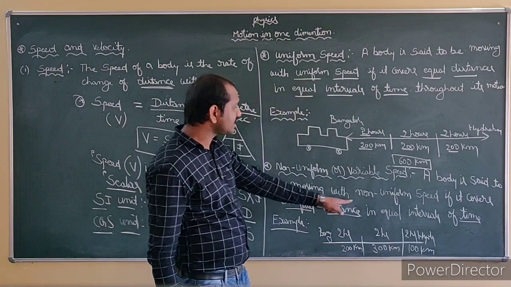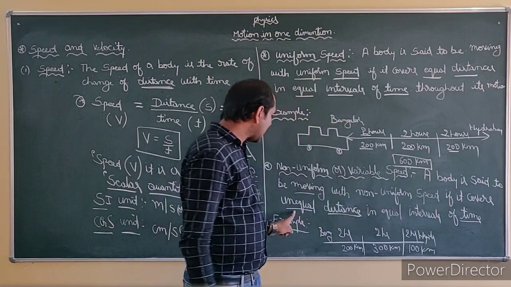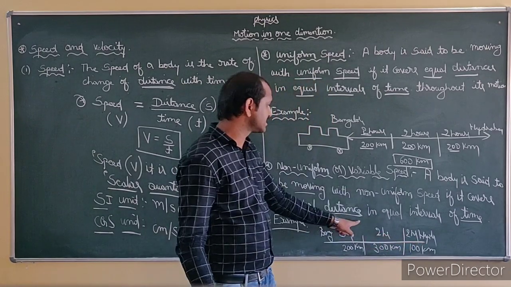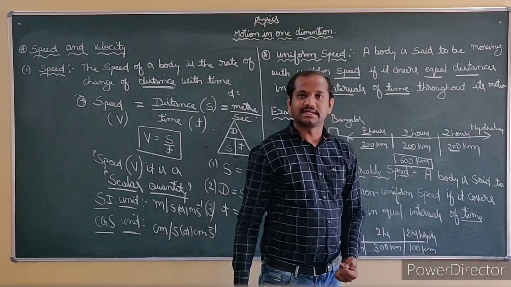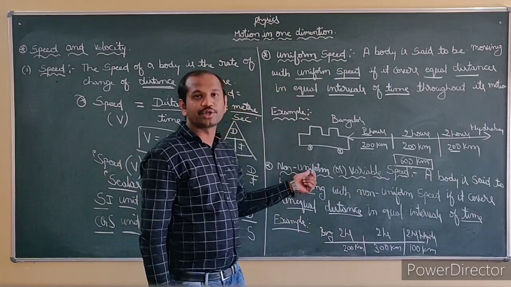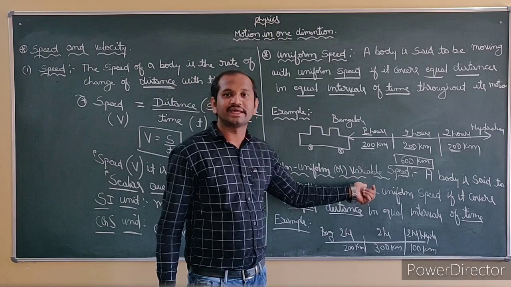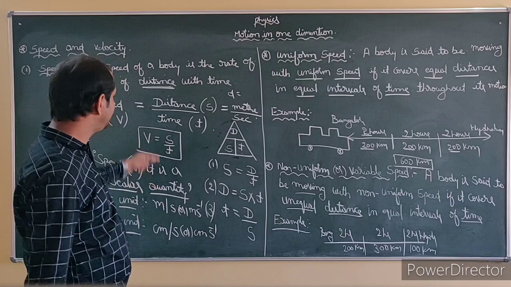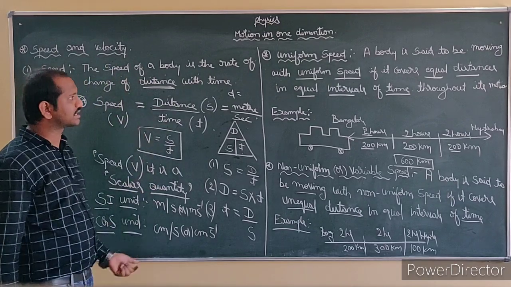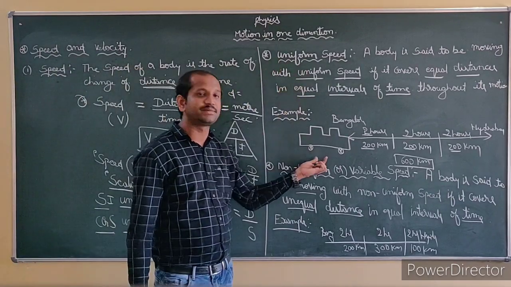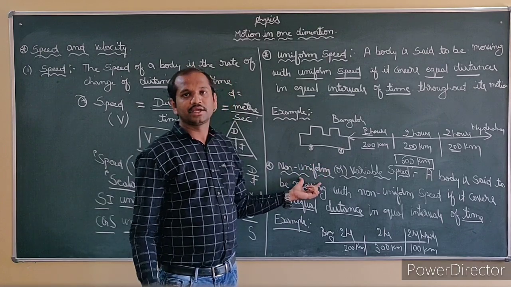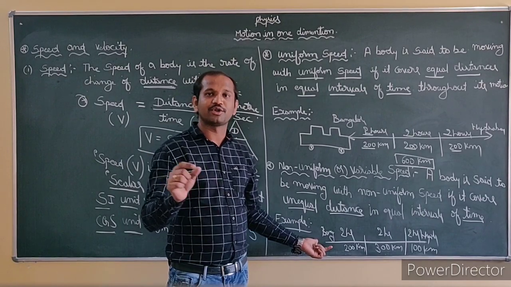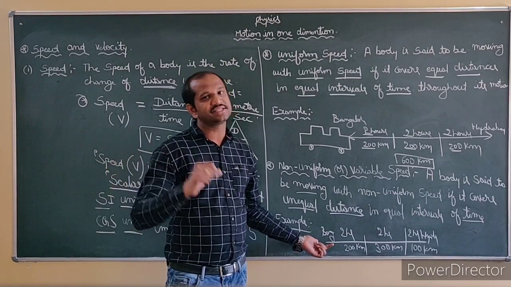Therefore, here a body is covering unequal distances. Look here, 200, 300, 100. It is totally unequal distance in equal intervals of time. It is nothing but what you mean by non-uniform or variable speed. Understood? I hope you have understood what you mean by speed, the basic unit of speed, the mathematical representation of speed, what you mean by uniform speed with an example, and what you mean by non-uniform or variable speed with an example. Next, we have instantaneous speed and average speed.